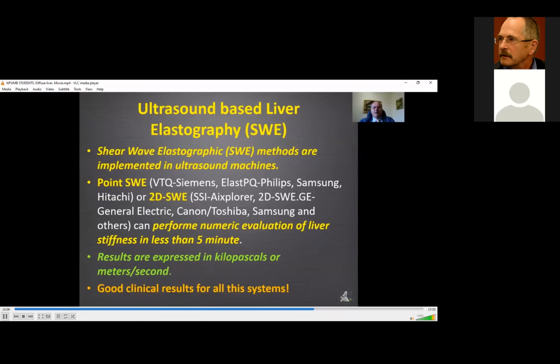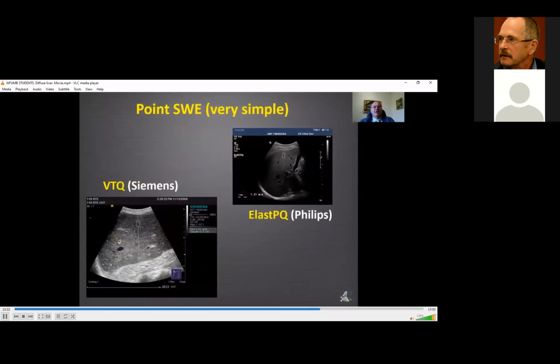The results are expressed in kilopascals or meters per second, mainly the Americans use meters per second. And there are a lot of publications showing very good clinical results of this stiffness evaluation for all the systems. This is so-called point shear elastography. We must look by ultrasound at the liver, then put a box here, push a button, and we have the results here.